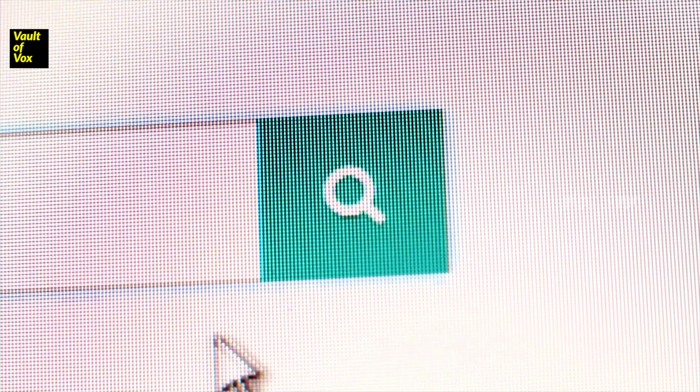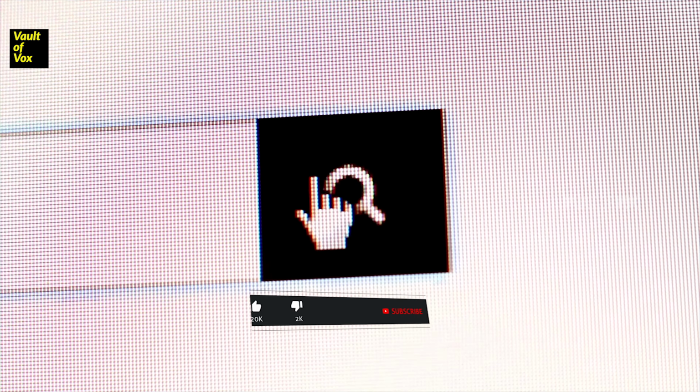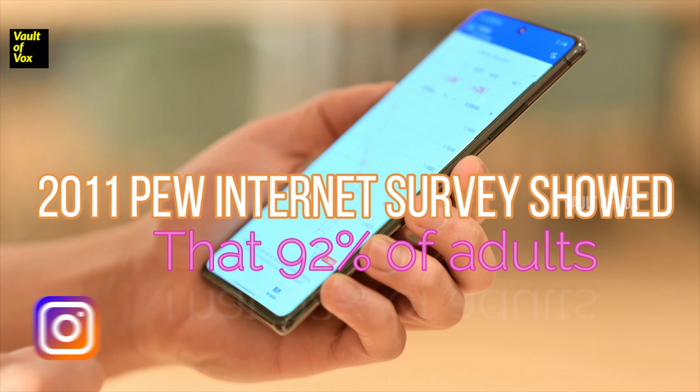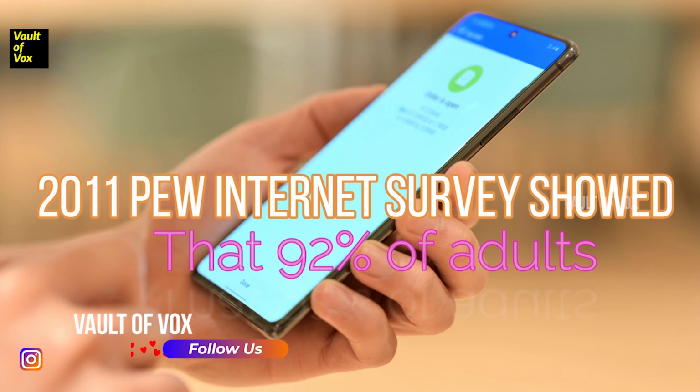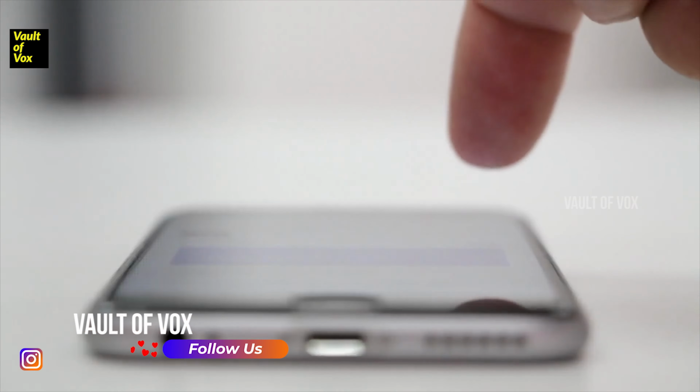The second kind of data that is viable for custom advertisements is search data. A 2011 Pew Internet Survey showed that 92% of adults on the internet use the services of search engine giants such as Yahoo and Google. These search giants saw that advertising was a profitable avenue, given the amount of data they were able to collect on such a massive scale.